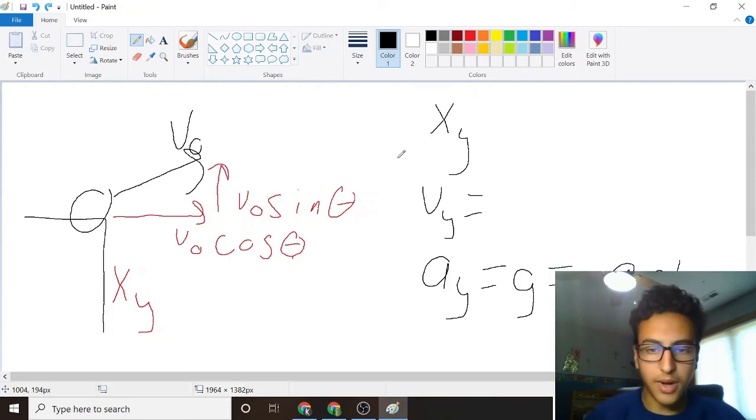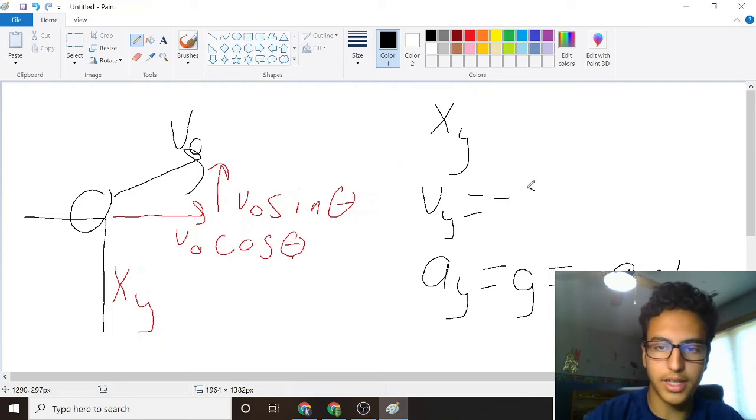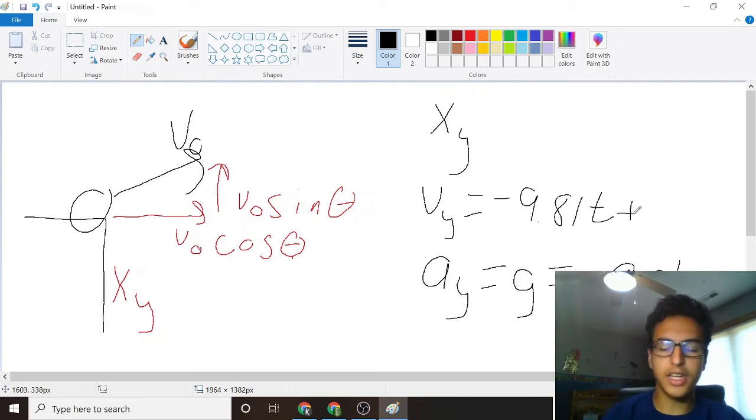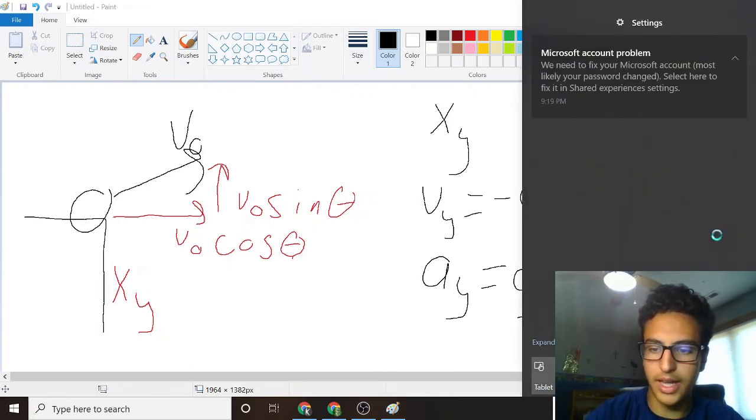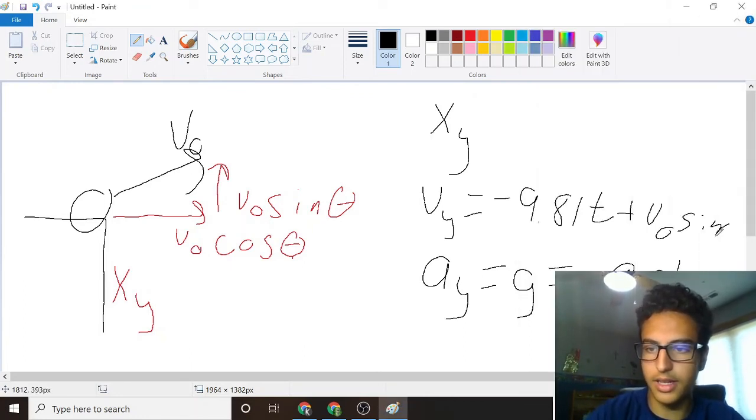Alright, so what's velocity in the y? Well, we know acceleration, and so we know that the velocity will be nothing but acceleration times time plus an initial velocity, which is v naught sine theta, because that is the initial velocity in the y direction.